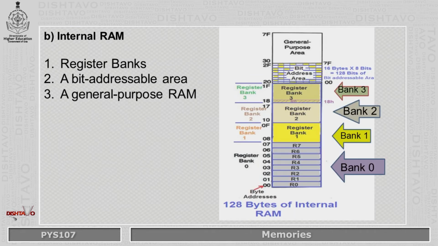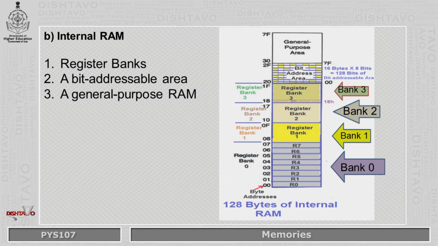Here is the internal RAM. The 8051 consists of 128 bytes of internal RAM for temporary storage and is organized into 3 distinct areas. First, a register bank. 32 bytes from address 00H to 1FH make up 32 working registers organized as 4 banks of 8 registers each. The 4 register banks are numbered 0 to 3 and are made up of 8 registers, namely R0, R1, R2, R3 to R7.